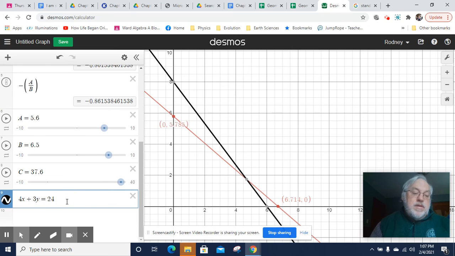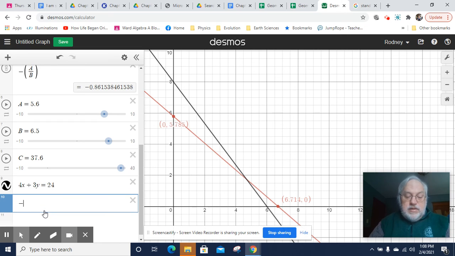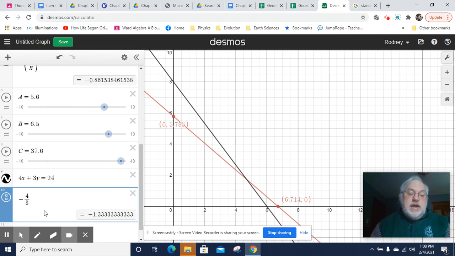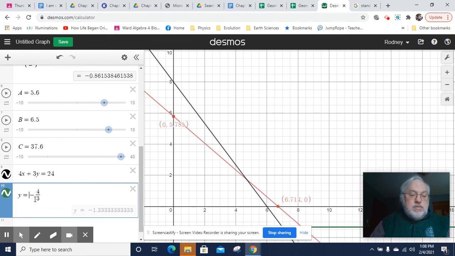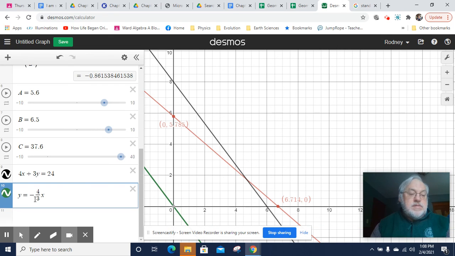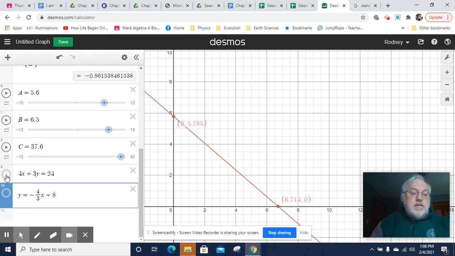To get the slope, I say negative A over B. So negative A over B is going to be negative 4 over 3. That'll be my slope. And now just to demonstrate that that actually is legit the same line, I'm going to turn this into slope-intercept form. Since I know my slope, I can say y equals negative 4/3 x. And then I can add my y-intercept. My y-intercept was 8, so plus 8. And if I turn that line off, this one is the same thing as this one. They're the same line.